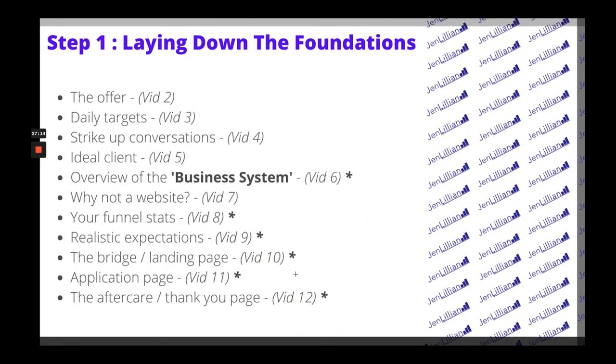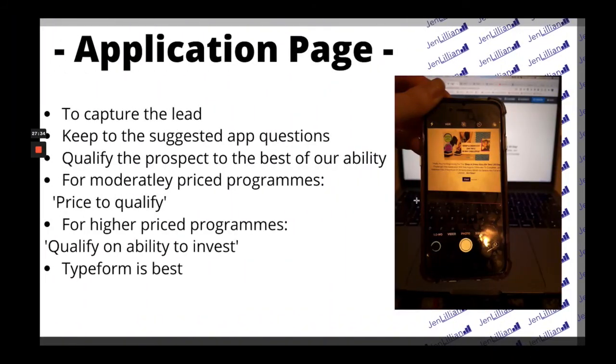Okay, so the third part of your business system is the application page. You can refer to video 11 for more context around this. And I'm just going to pop on to the next slide. This is the application page we're going to be building out together using Typeform. And it's all about capturing the lead. By this point, the prospect is very, very warm, and this is where you're going to be asking for the first time their email address and contact information, like email address, phone number, and whatnot.